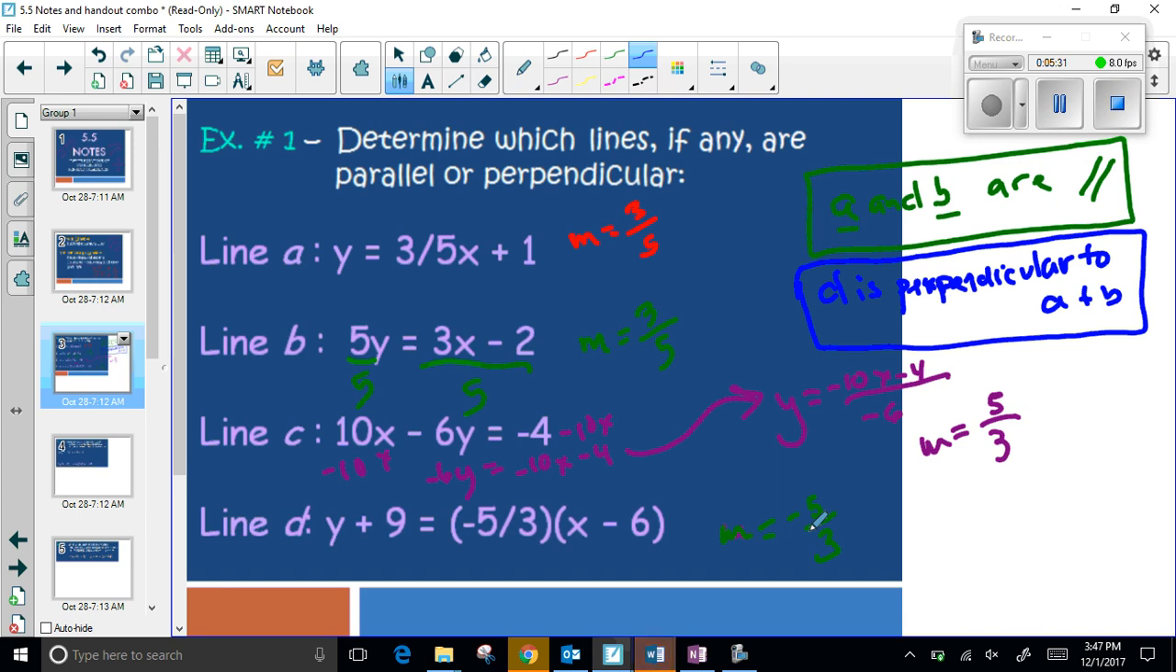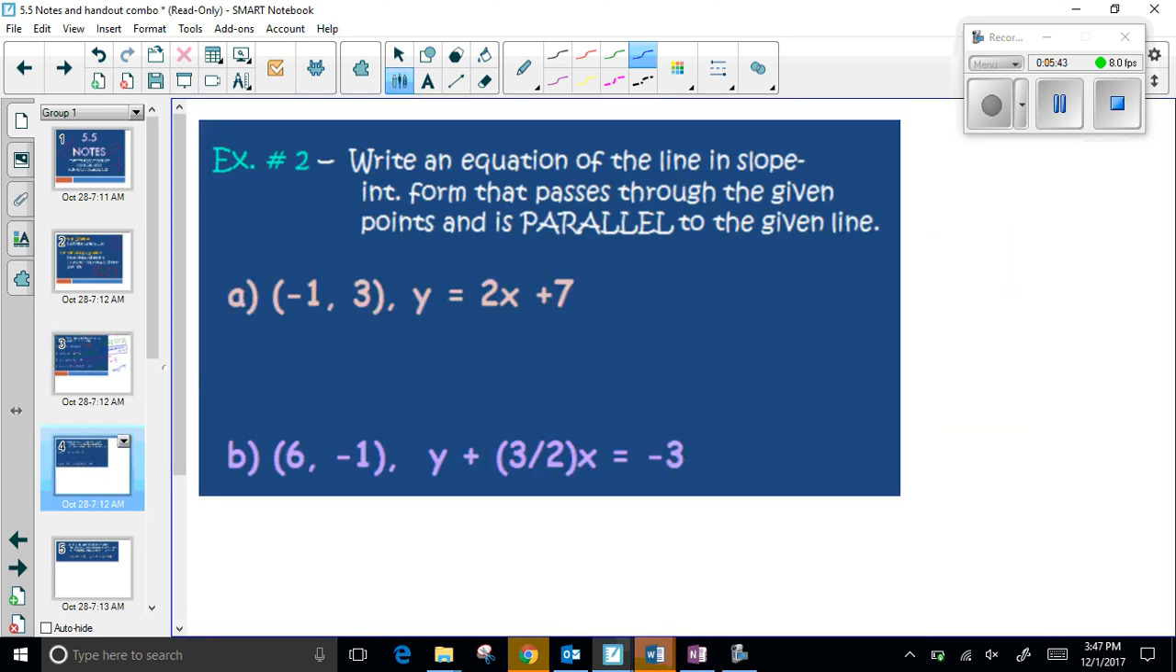Just recognizing is not enough. Okay, so I'm going to put recognizing here. Recognizing is a good first step, but now we need to be able to solve problems involving parallel and perpendicular lines. So let's go to this next example where we need to write an equation of a line that is parallel to this one. It also needs to pass through this point.